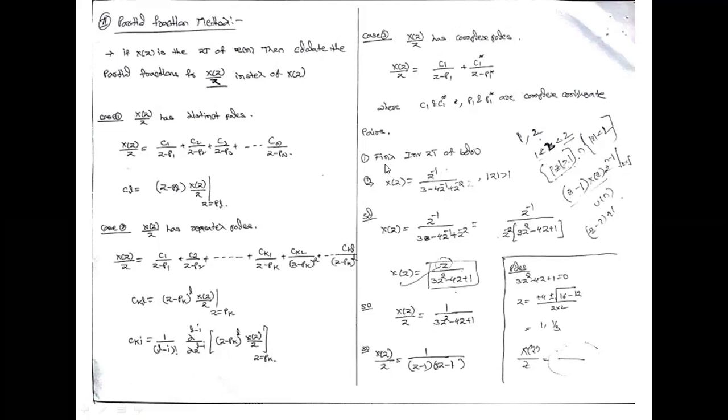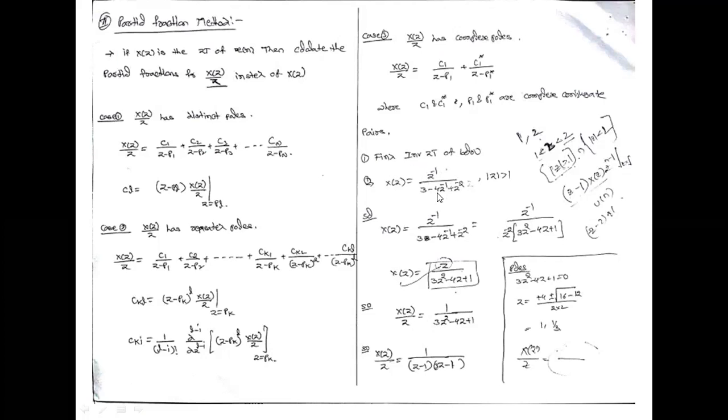And in the last class, we explained this. Find the inverse transformation of the function X(z) = 1 / (3 - 4z^-1 + z^-2), with ROC |z| > 1. That is the |z| > 1 case.